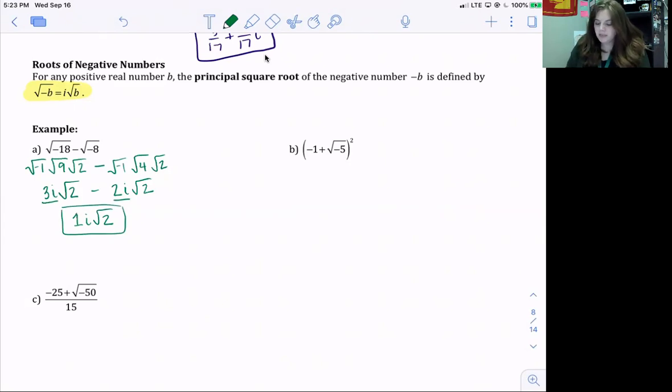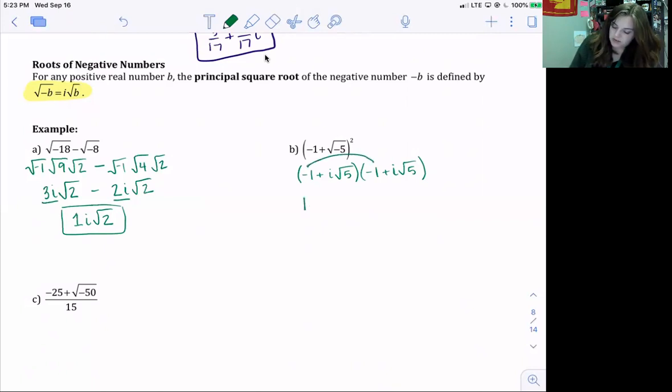Okay, looking at b, we have negative 1 plus the square root of negative 5 squared. So when we square something, it's the same thing as writing it twice, but when we rewrite this, I'm going to put the i in front of the radical and get rid of that negative. And then we can FOIL. So negative 1 times negative 1 is a positive 1. Negative 1 times i square root of 5 is negative i square root of 5. i square root of 5 times negative 1 is negative i square root of 5.